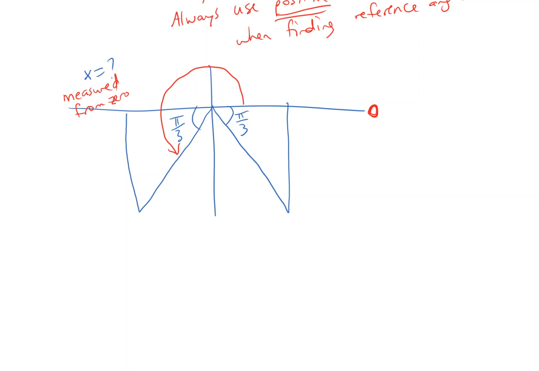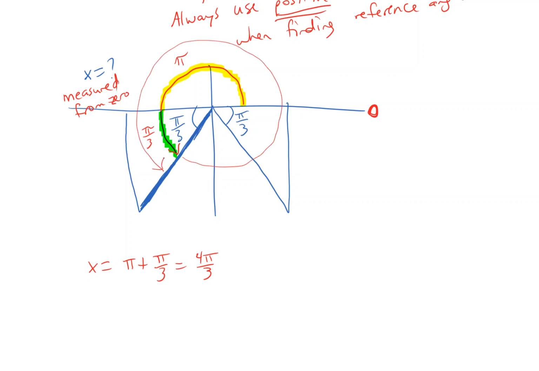Notice that this rotation from 0 to here is pi, and then the rotation from here to here is another pi over 3. So x could be pi plus pi over 3. If you add those, you get 4 pi over 3. That is one angle that lands right here. That's the first angle that lands there, as a matter of fact. But we know that there are many other angles that land there too. For example, if I do another full rotation, I'll land there again to get another coterminal angle.